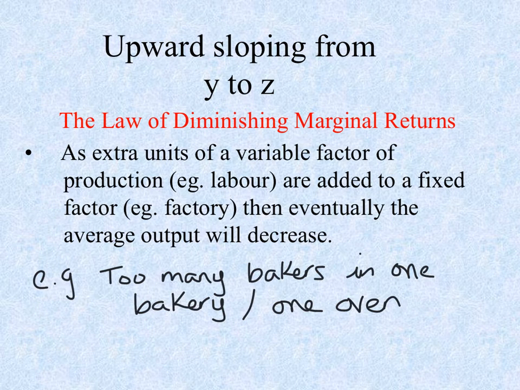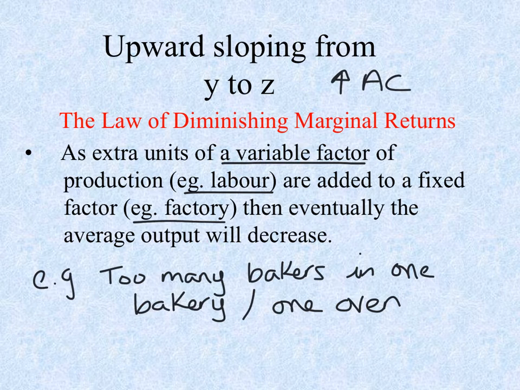The upward slope from Y to Z, so what we're seeing now is an increase in average cost when we look at that graph from Y to Z. Well, the reason for this is the law of diminishing marginal returns, and we've already looked at this before. As extra units of a variable factor of production, in this example labour, are added to a fixed factor, for example a factory, then eventually the average output will decrease.